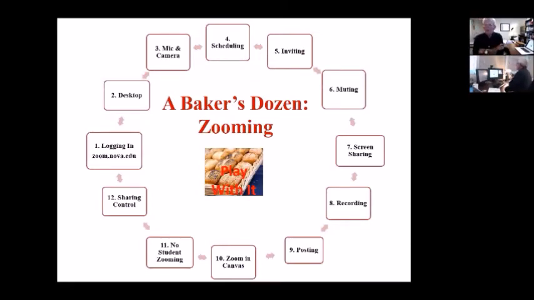I want to talk about logging in. Nova Southeastern University has 30,000 Zoom licenses for all of its staff, faculty, and students. To log in to get your account, you go to zoom.nova.edu and follow the prompts. And that's how you get into the system. Fischler College also has its own account, but we're going to merge ours with NSU's within the next few days. And so that will be the place where you go to set up your profile in Nova.